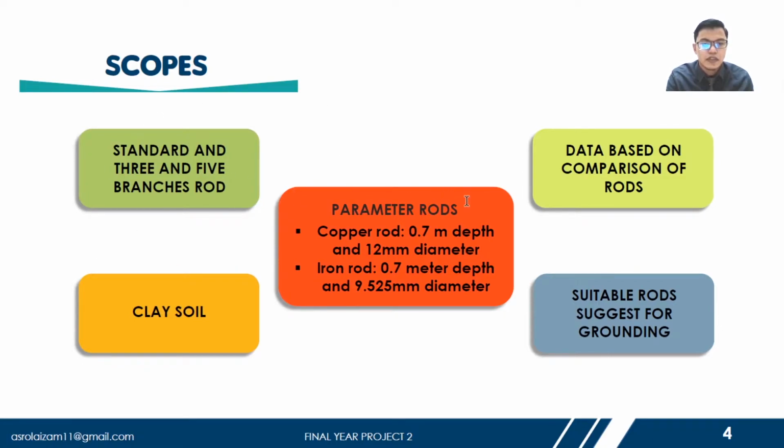For the parameters of the road, you can see here the copper road is 0.7 meter, and the diameter is 12 mm. The iron road is 0.7 meters, the same as the copper road, but the diameter is different, which is 9.525 millimeter, equal to 3/8 inch. The type of soil that will be measured for soil resistivity is clay soil, and I will suggest the suitable roads based on the result.